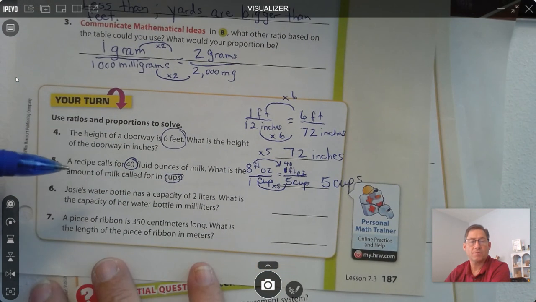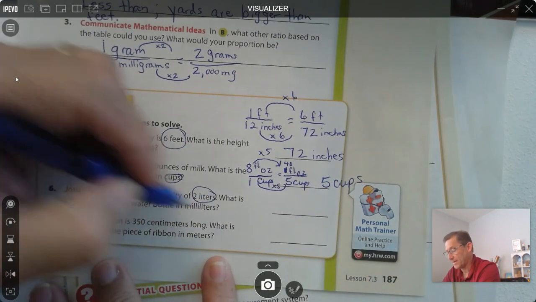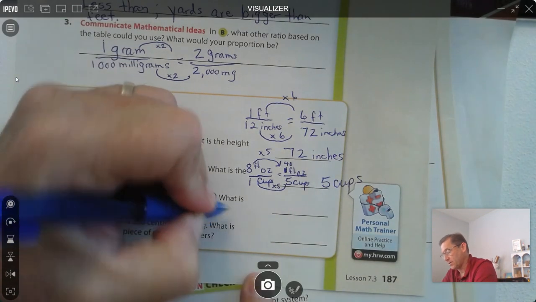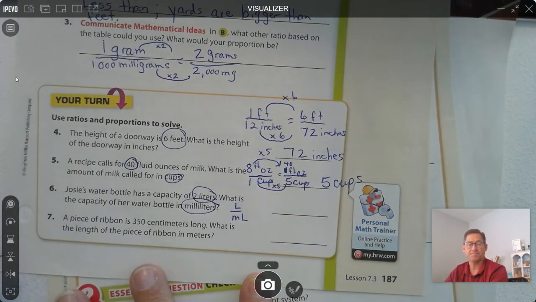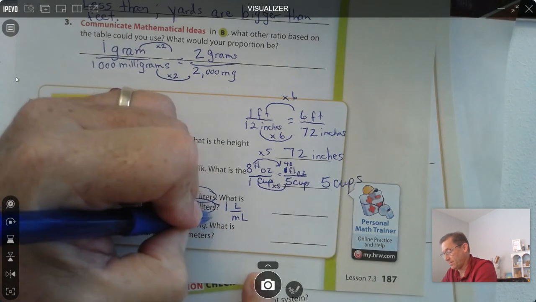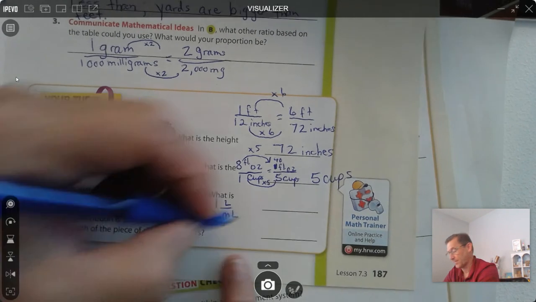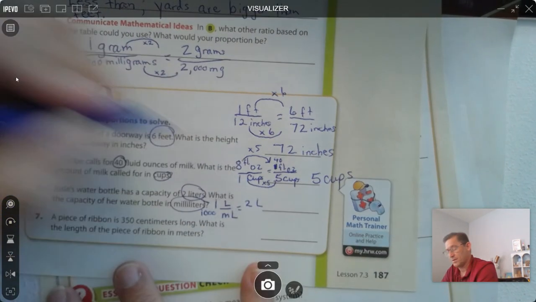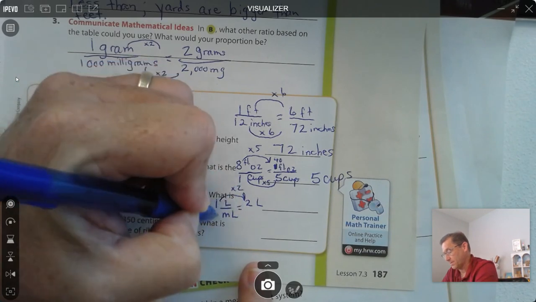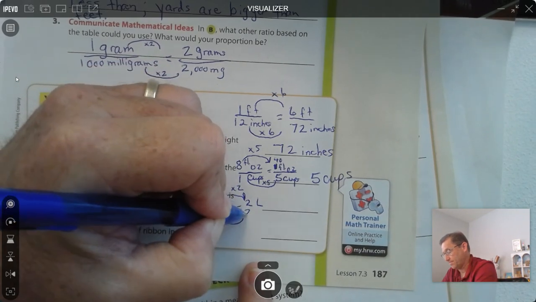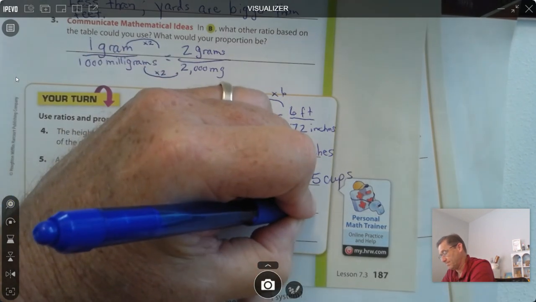Okay, Josie's water bottle has a capacity of 2 liters. What is the capacity of her bottle in milliliters? So we're going from liters to milliliters. And in every 1 liter, there are 1,000 milliliters. So how do we go from 1 to 2? Just multiply by 2. So 1,000 times 2, 2,000 milliliters.